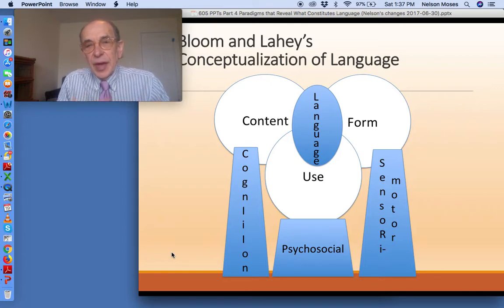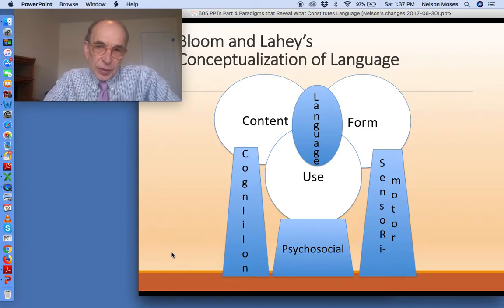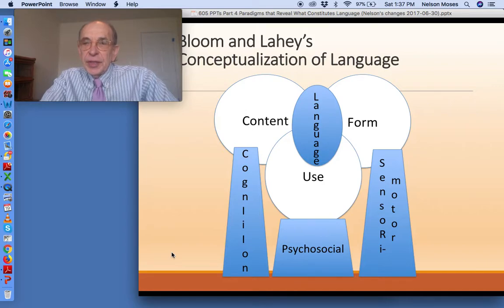And also affect, feeling state about the world, right? Content. What's the code? It's the form. It's phonology, morphology, syntax, story grammar. The symbol system that stands for the content. And that's separate. And all the subcomponents I just mentioned, phonology, morphology, syntax, they're separate.